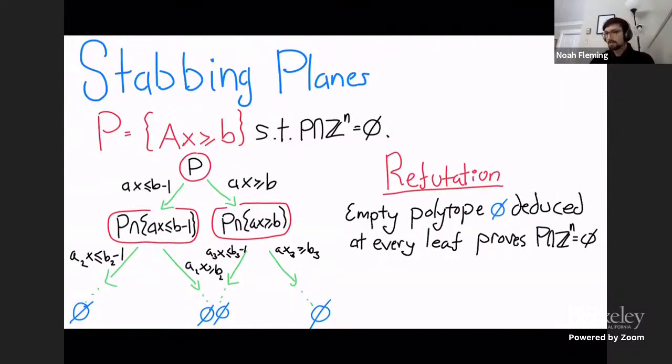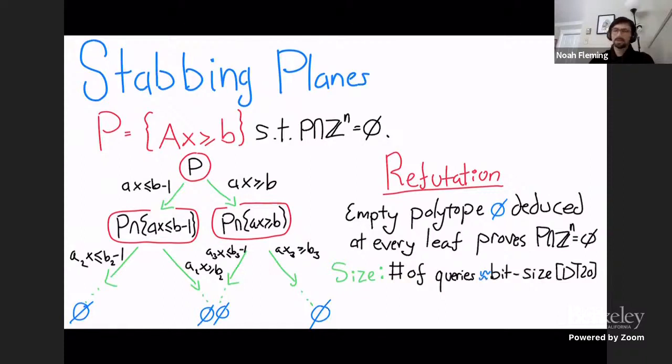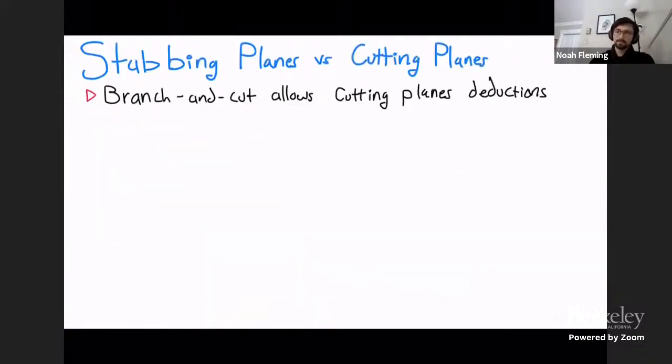All right, so stabbing planes refutations are really simple. They're just decision tree refutations where you can query linear inequalities. And the size of the proof is just the number of queries in it. This was recently shown to be polynomially related to the bit complexity that's needed to write down the proof by deduction to y.